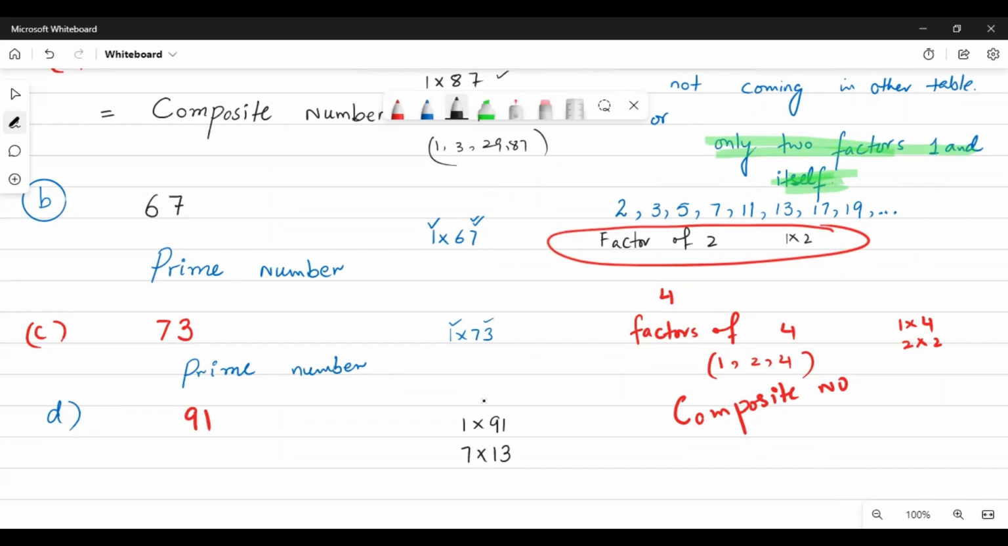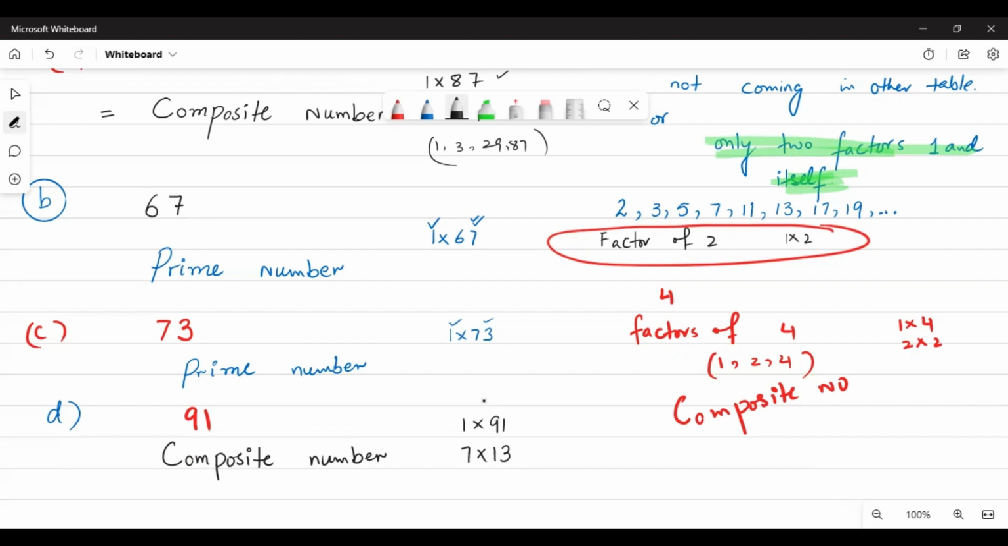So what will this number be? Either it's a prime or it's a composite. It has more than 2 factors. Yes, it has more than 2 factors, so it will be a composite number. It will be a composite number as it has more than 2 factors. So this number 91 is a composite number.